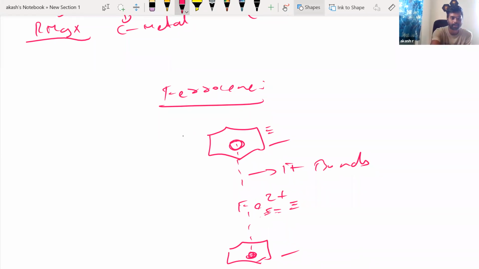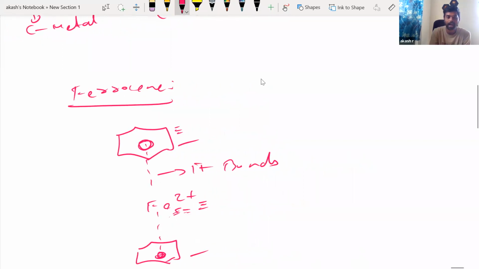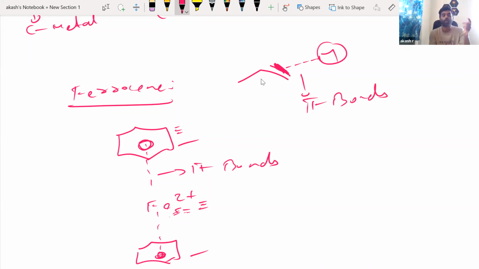Now, there is another example. Maybe I can give you. Say, if you have an allyl compound, say this is a compound like this, right? And say we have a metal, right? Now, this is a pi electron, right? This is a pi bond. Now, that can be donated to the metal. Again, this is an example for a pi bond, right? So, whenever the electrons are getting donated from the pi electrons to the metal, those kind of organometallic compounds are what are going to be called pi type organometallic compounds.